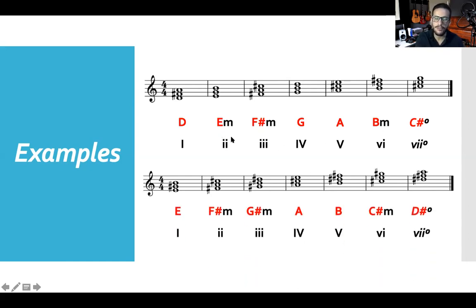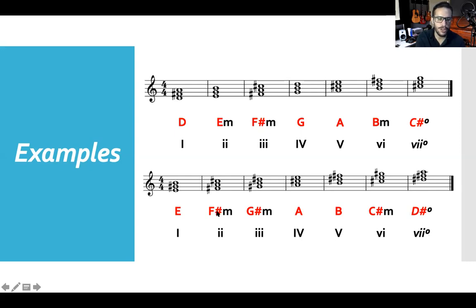Okay, and as I did before, here we have the chords made on the 1, 4, and 5 are going to be major. In this case, it's going to be E major, A major, and B major. Numbers 2, 3, and 6 will be minor: F sharp minor, G sharp minor, and C sharp minor. And the last one, the one made on D sharp, is going to be diminished. So this chord is going to be D sharp diminished, and we have here the lowercase 7 with the diminished symbol, the little circle on the right.